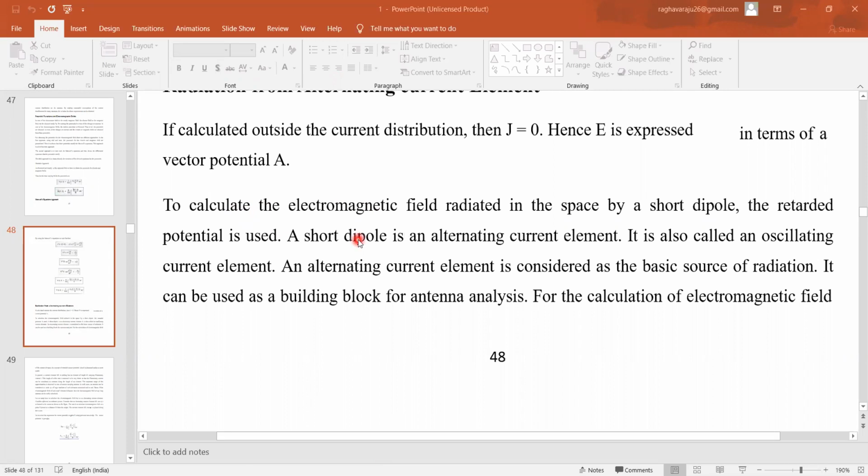So these short dipoles have some alternating current elements. It is also called an oscillating current element. Why? Because the current produced by the movement of charges, all charges are in an oscillating condition. Similarly, an alternating current element is considered as a basic source of radiation. It can be used as a building block for any antenna analysis.